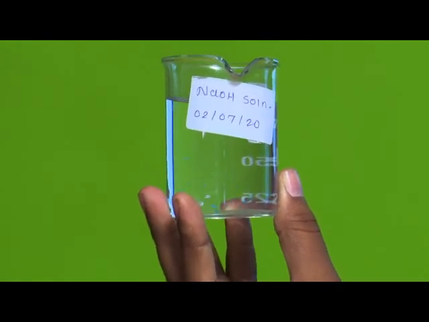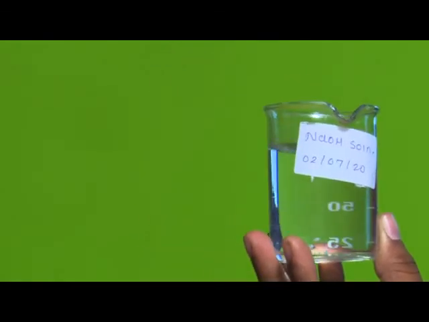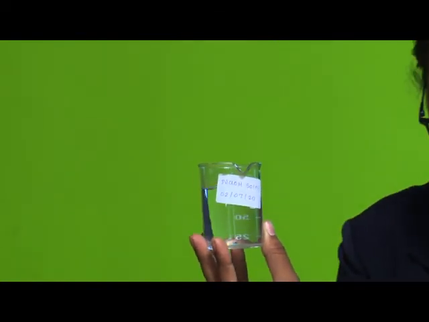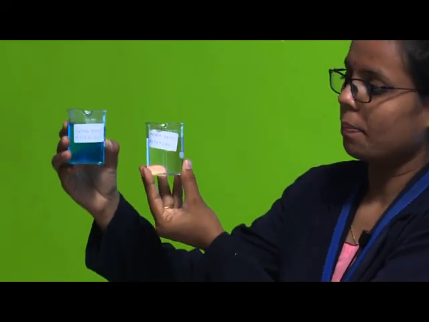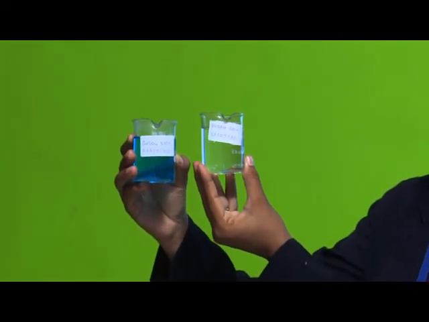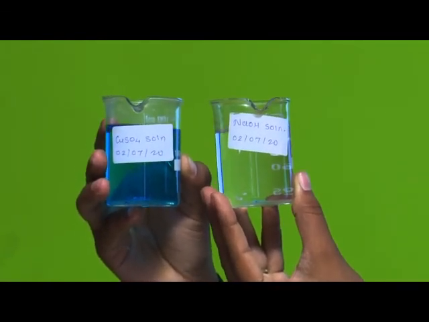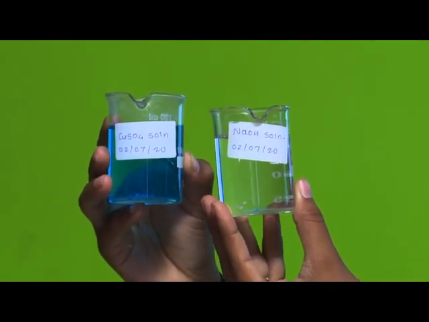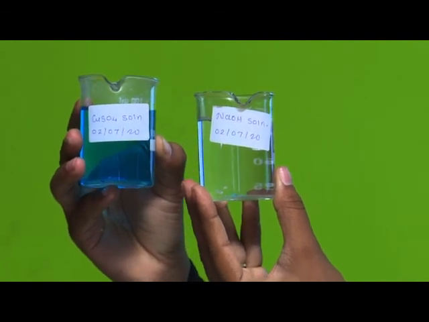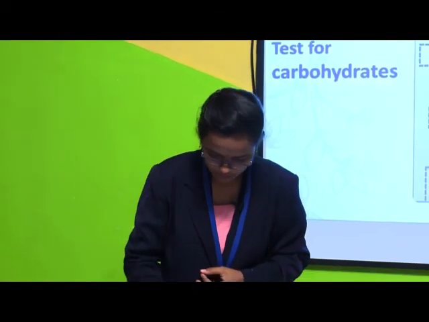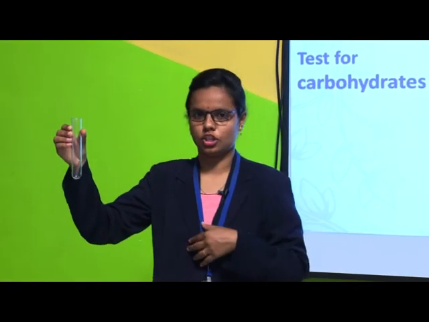Now, as we have prepared the two solutions, that is copper sulphate solution and sodium hydroxide solution, we are ready to do the test for the food items which are rich in proteins. Okay, let us take that. So for this we require a test tube. Okay, this is called a test tube.